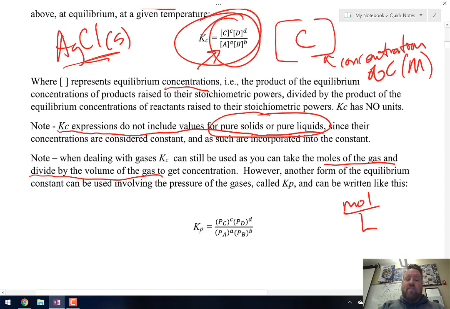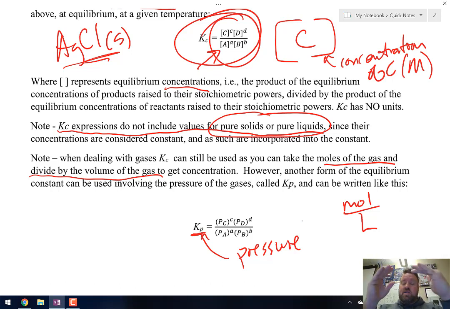Okay, however, another form of the equilibrium constant expression is called Kp. In this case, the P stands for pressure. It's the same thing: the equilibrium constant of the products on the top, the reactants on the bottom, raised to the power of the coefficients in the balanced equation.